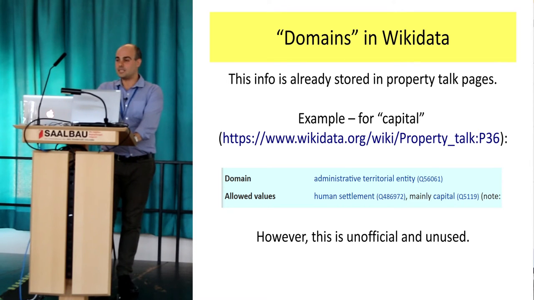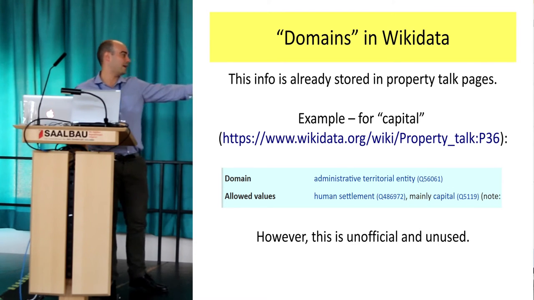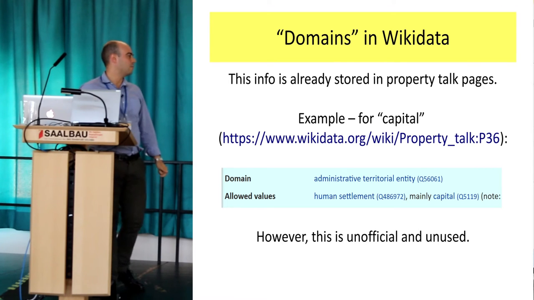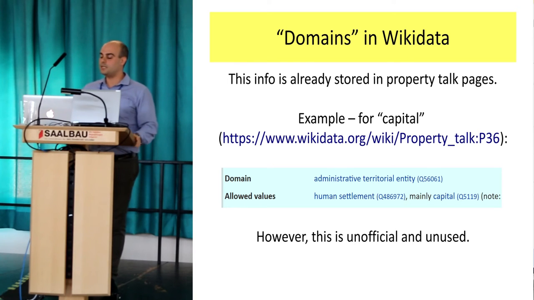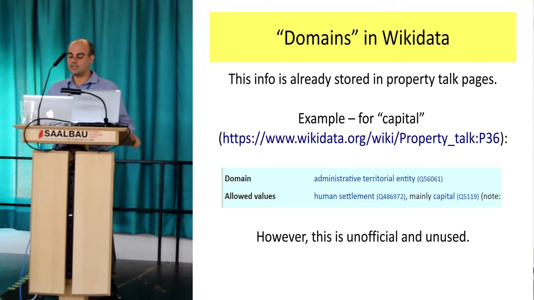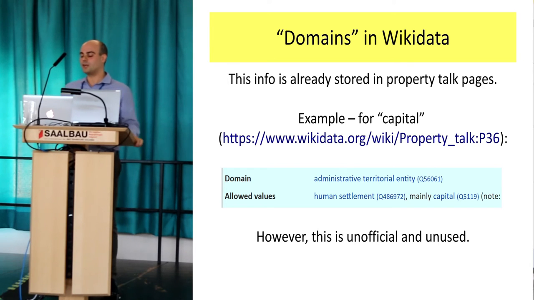The users basically did it on their own by putting all that stuff in talk pages. And here's a small snippet from the talk page for the property of capital. It says that the domain of this property is everything that's an entity, a territorial entity. There's a QID or whatever it's called for that. And then there's also something for allowed values, which is the range of the property.